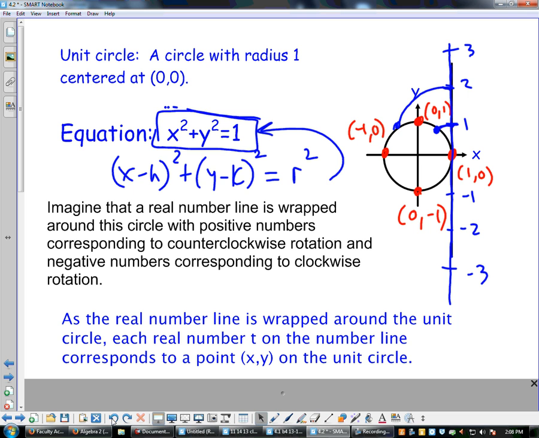As the real number line is wrapped around the unit circle, each real number t on the number line, like 1, 2, 3, all those numbers, will correspond to a point x comma y on the unit circle. So there will be some number that will touch right down at 0, 1. And a little further up, there will be another number that will touch down right here at negative 1, 0 as we wrap it around. Does that make sense?